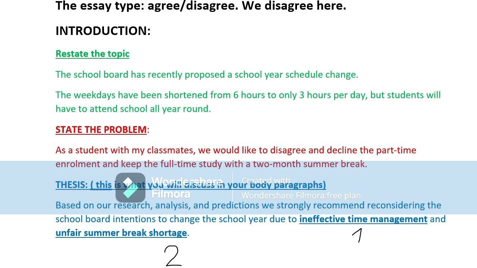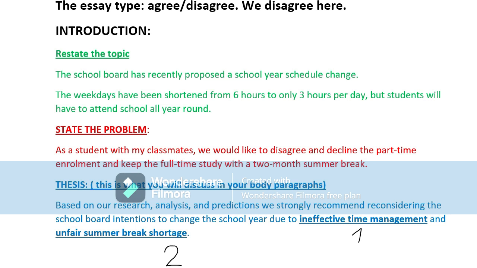The thesis is what you will discuss or explain in your body paragraphs. So I have this problem typed in red, and I explain now the problem, which consists of 2 parts, as I'm supposed to have 2 paragraphs. Based on our research, analysis, and predictions, we strongly recommend reconsidering the school board intentions to change the school year due to ineffective time management and unfair summer break shortage. So ineffective time management, that's the first body paragraph, and that's the topic of that paragraph. Unfair summer break shortage, that's another topic for the second paragraph.